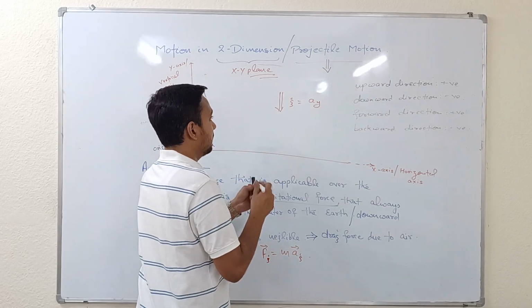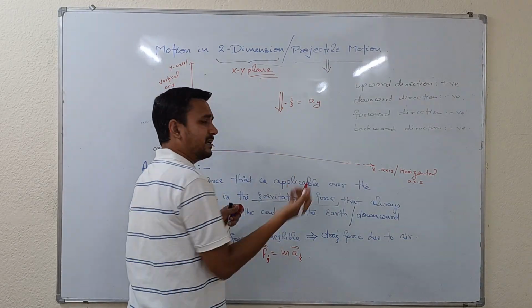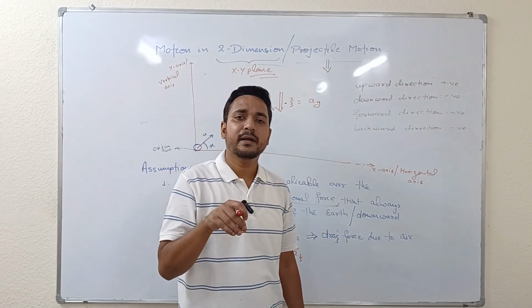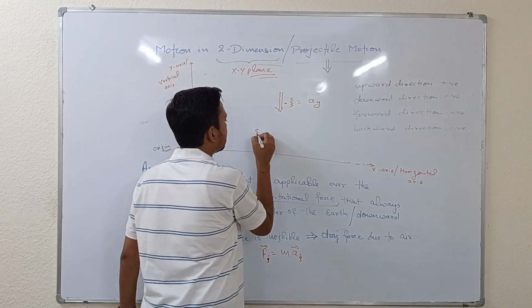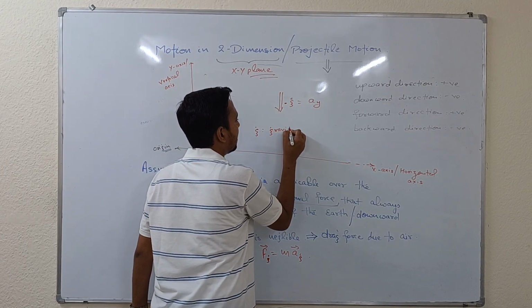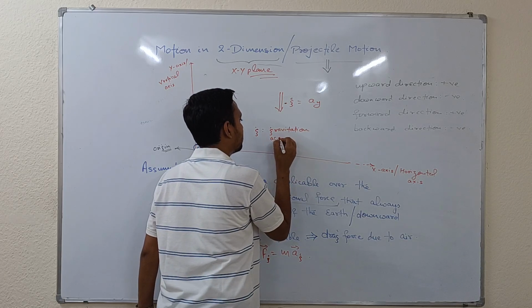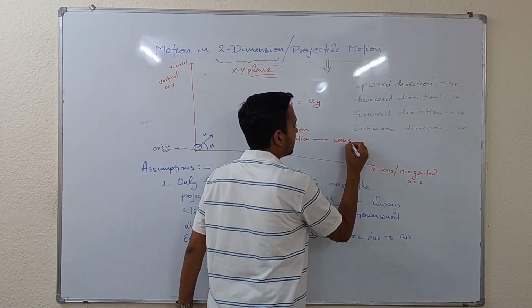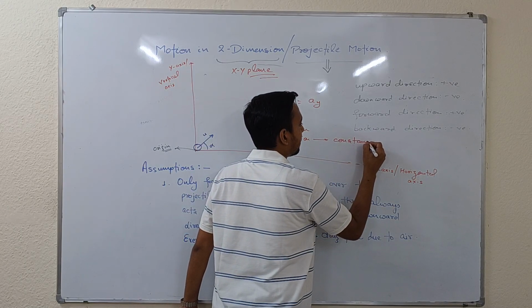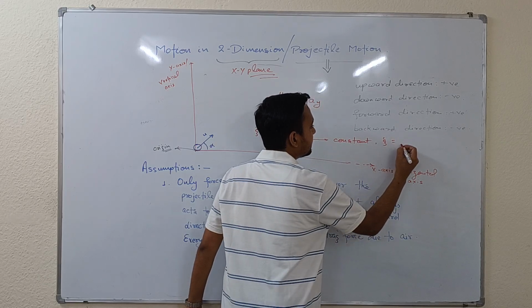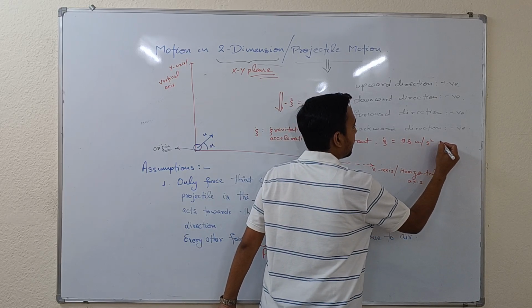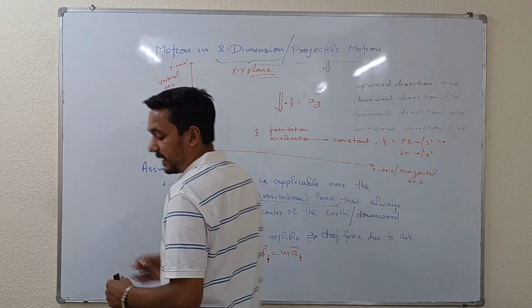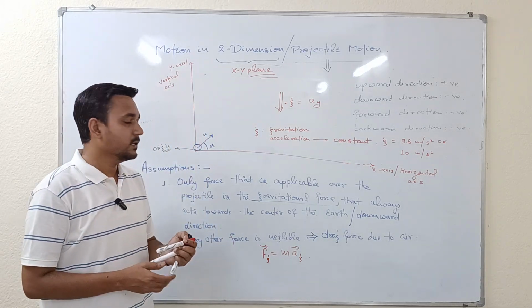ay is nothing but what? Minus of g, or say that the magnitude of vertically downward acceleration is g. That is gravitational acceleration. And this is always constant, and the value of g is 9.8 meter per second square, or rounded off, it comes out to be 10 meter per second square, right? So this one is the case, right?